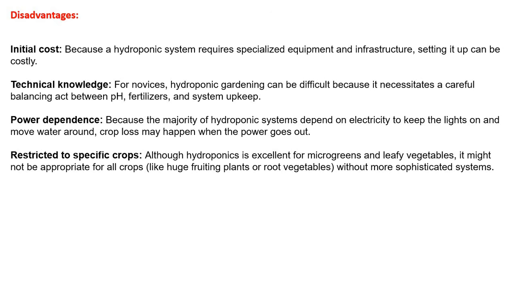system upkeep. Power dependence. Because the majority of hydroponic systems depend on electricity to keep the lights on and move water around, crop loss may happen when the power goes out. Restricted to specific crops. Although hydroponics is excellent for microgreens and leafy vegetables, it might not be appropriate for all crops like huge fruiting plants or root vegetables without more sophisticated systems.